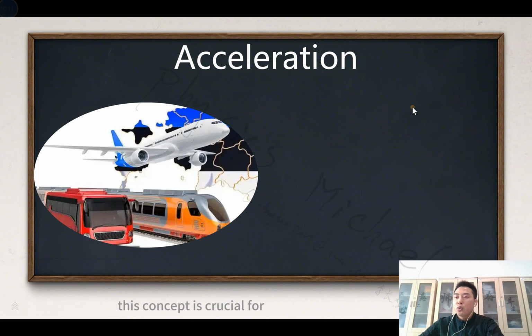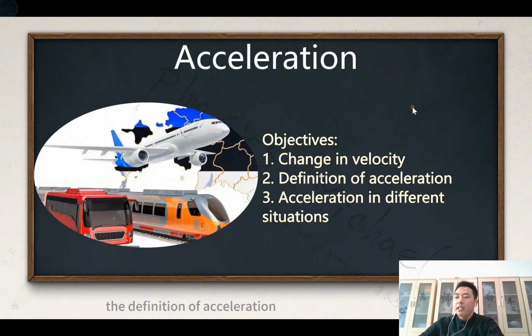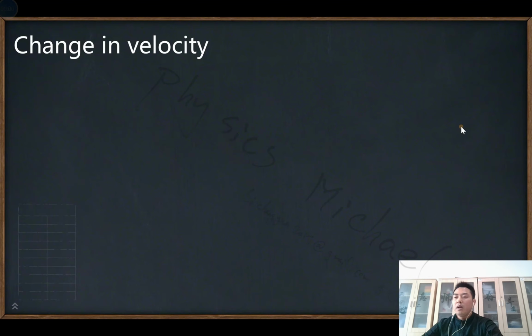This concept is crucial for understanding how objects move and change their velocity over time. We'll cover three topics: changing velocity, the definition of acceleration, and acceleration in different situations. Let's get started. Before we learn the concept of acceleration, let's review velocity and what changing velocity is.